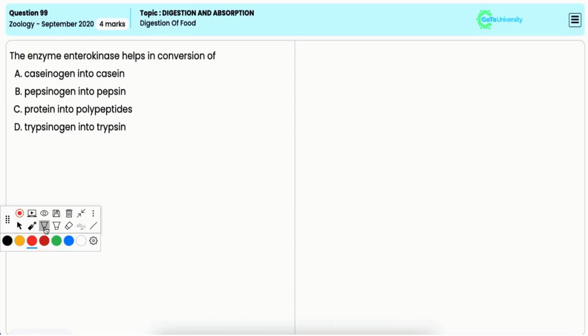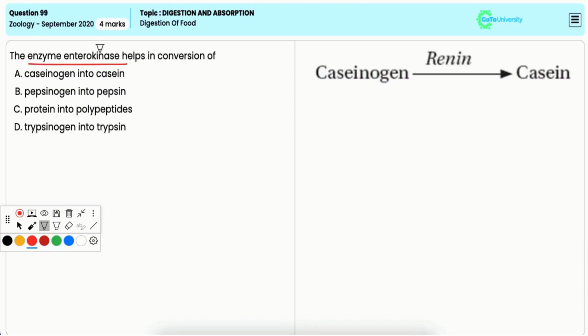The enzyme enterokinase helps in conversion of option A, caseinogen into casein. This is incorrect. The conversion of caseinogen into casein is catalyzed by renin in infants and not enterokinase. Option B, pepsinogen into pepsin.